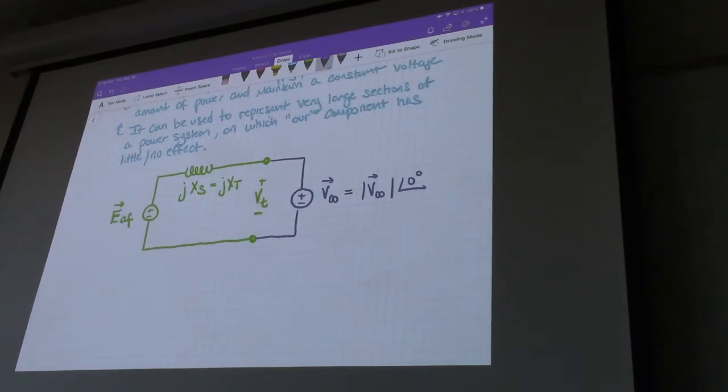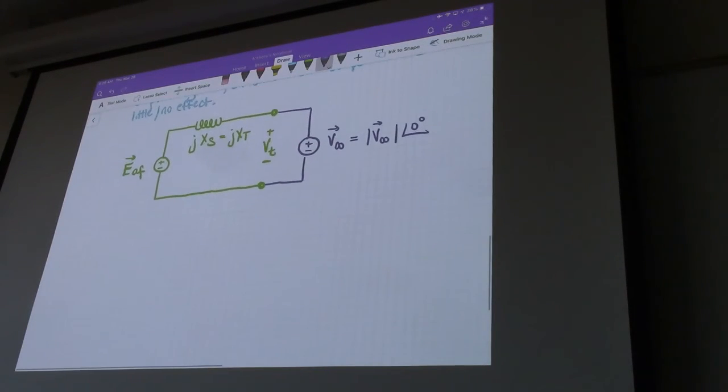Okay, so we're assuming that the reference for angle for this system is the infinite bus, which means that EAF will have an angle which we'll call delta. And so delta represents the phase shift between the generator and the infinite bus.